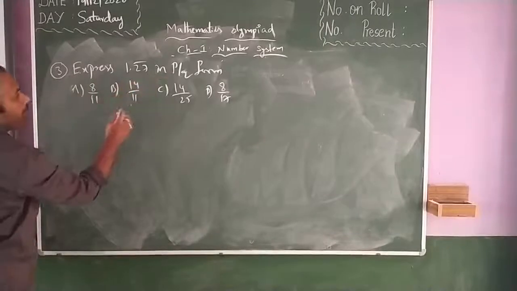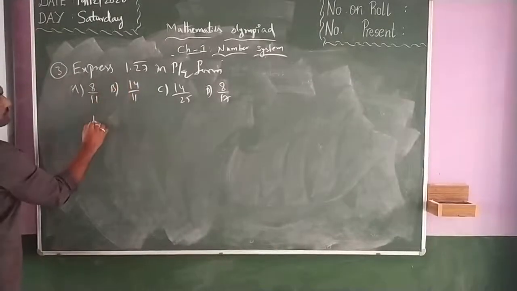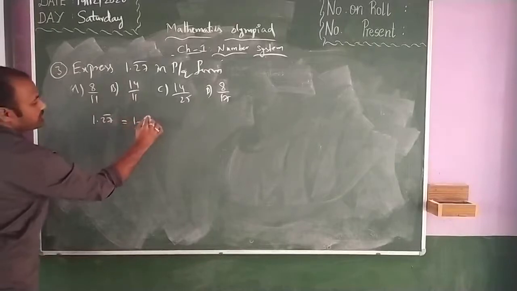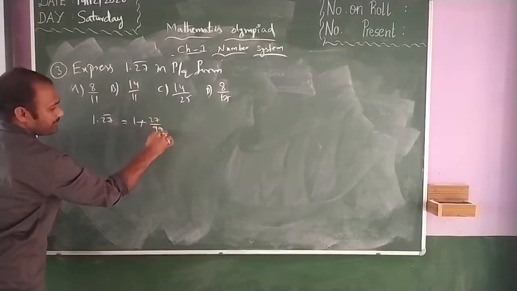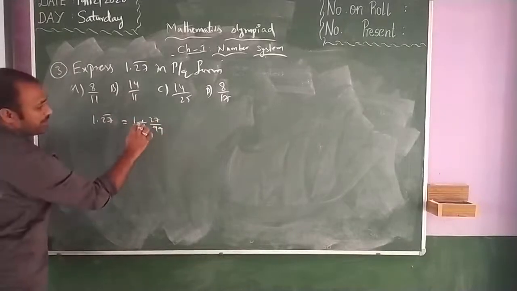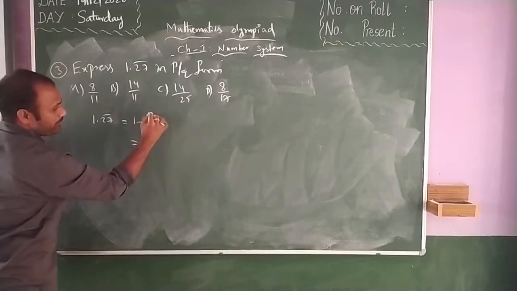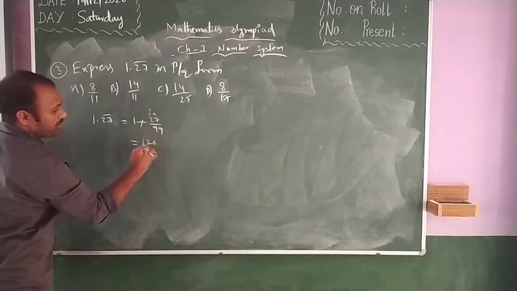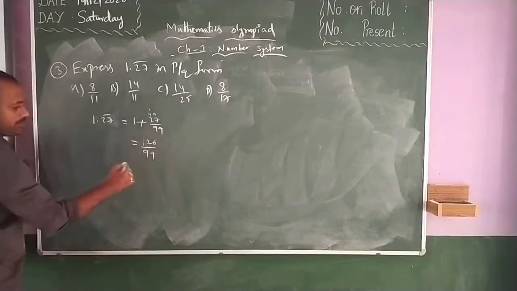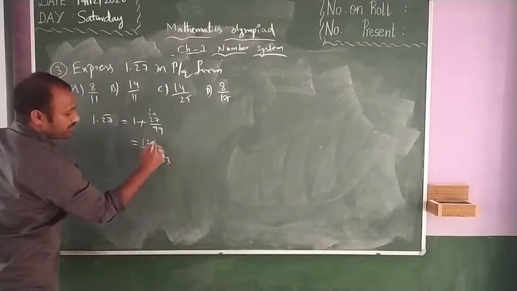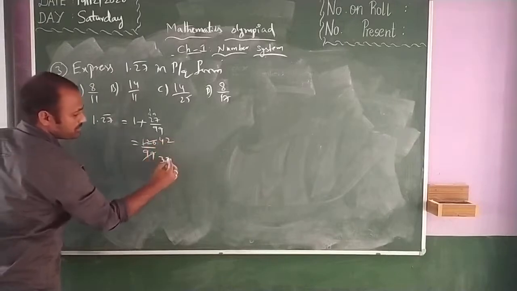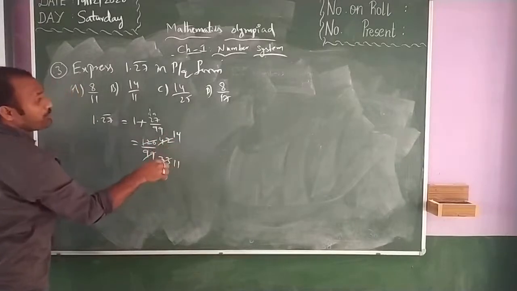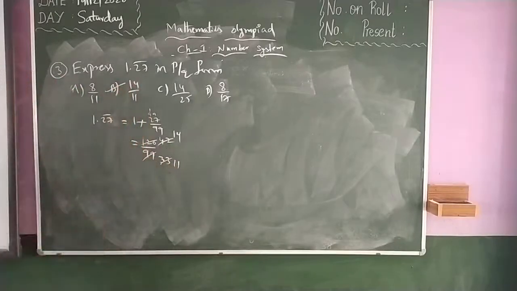Expressed in p by q form. Just now we have learned 1.27 bar can be written as 1 plus 27 by 99. So 99 plus 27 is 126, divided by 99. Simplifying, it gives 14 by 11. So the option is B.